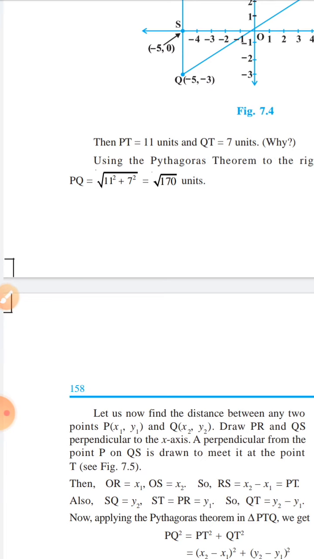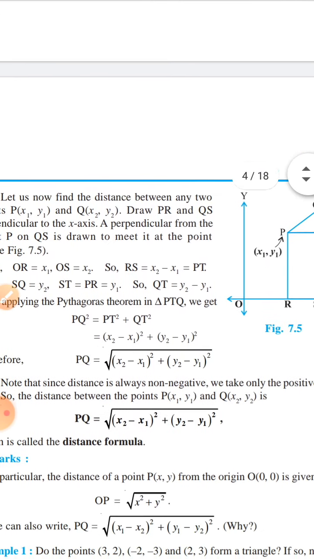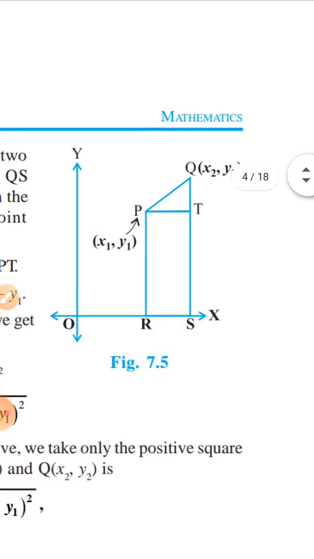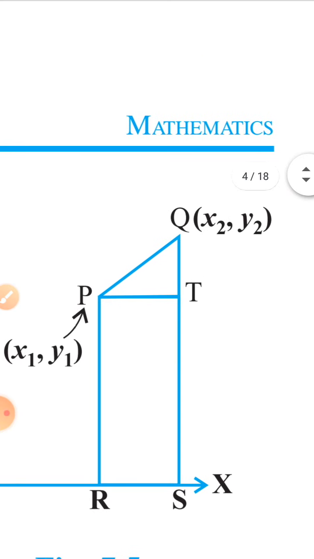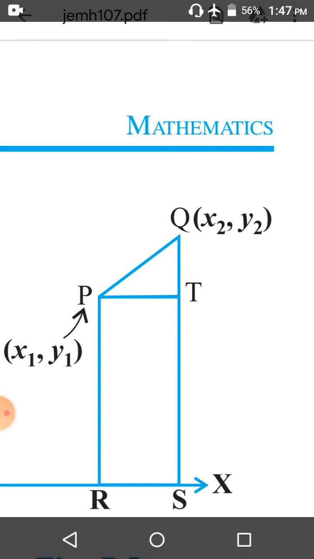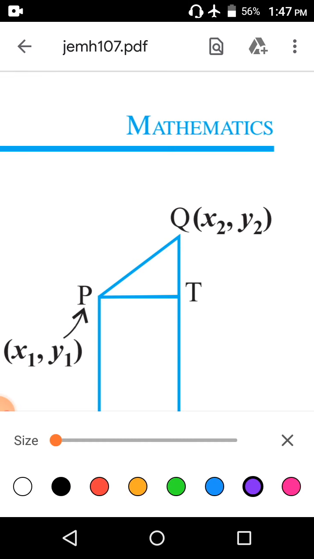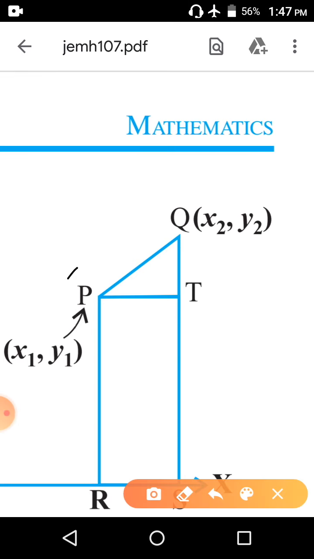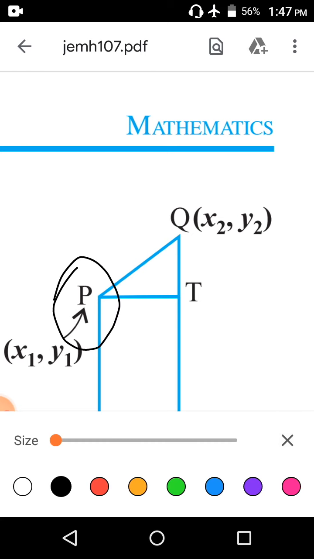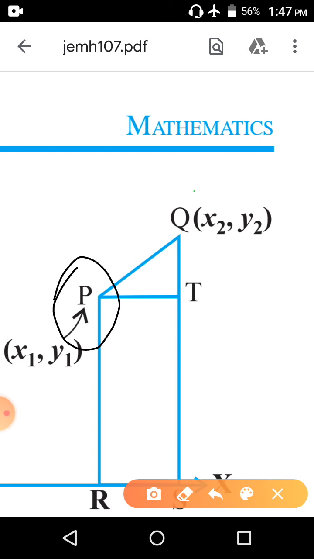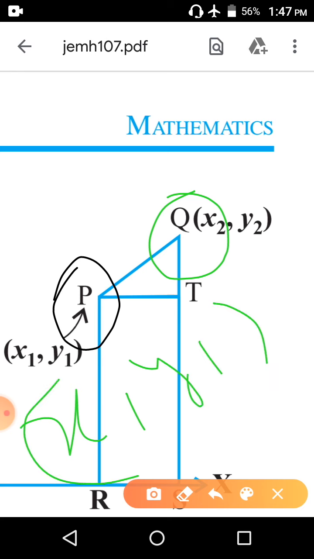So the derivation will come in this diagram. In this diagram, if you see it very carefully, we have taken 2 points in general. Suppose this is point P and this is point Q. What are the coordinates of P? The coordinates of P are x1 y1, as you can see, and similarly the coordinates of Q are x2 y2.